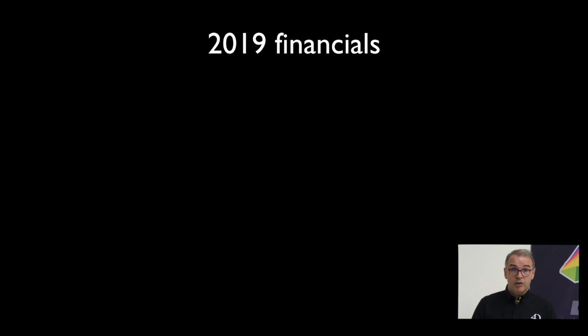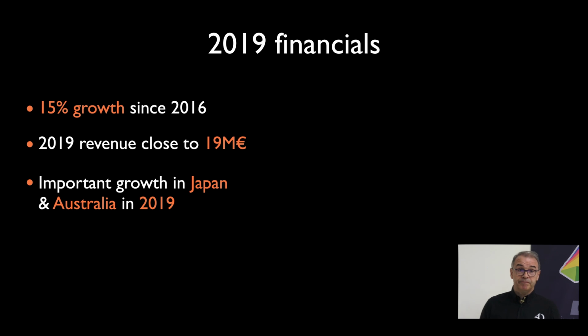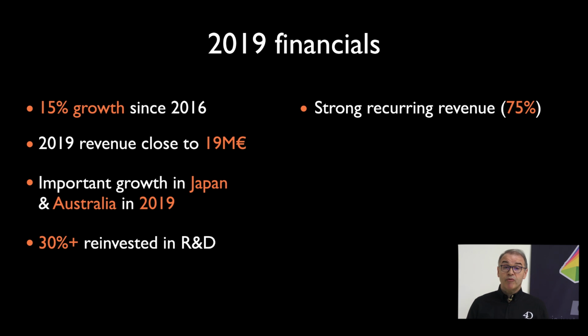As is our custom at the summit, we would like to present some financials about the 4D group. You and your customers will be happy to hear that we are doing very well and in good financial health. Our revenue is up 15% since 2016. Our sales were close to 19 million euros in 2019, with an important growth in Japan and Australia. We reinvest 30% of our revenue in research and development. We have a strong recurring revenue of 75%, which allows us to continue to make large investments in our products and services.